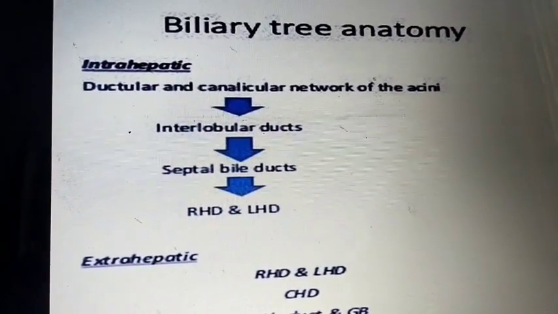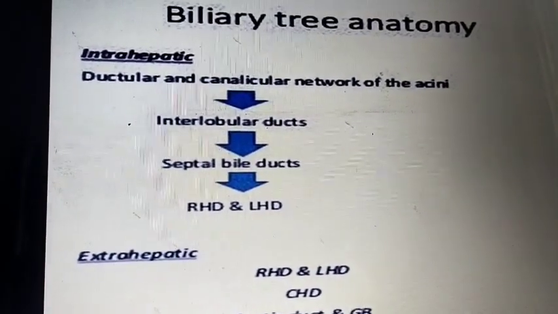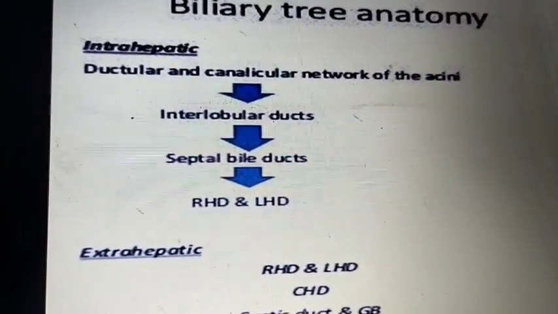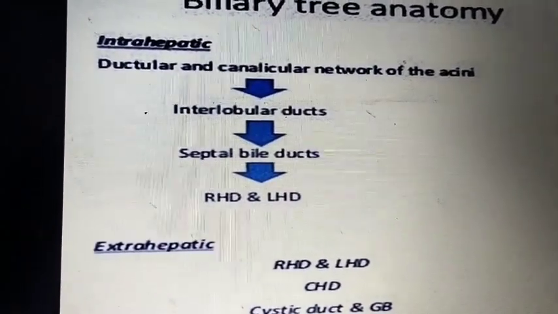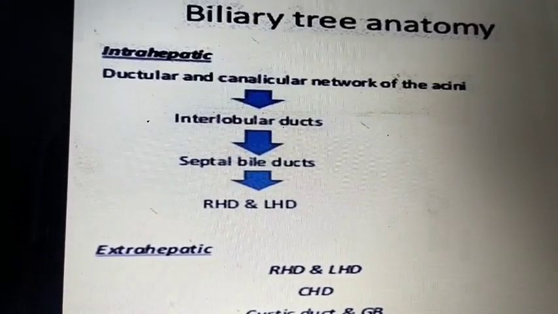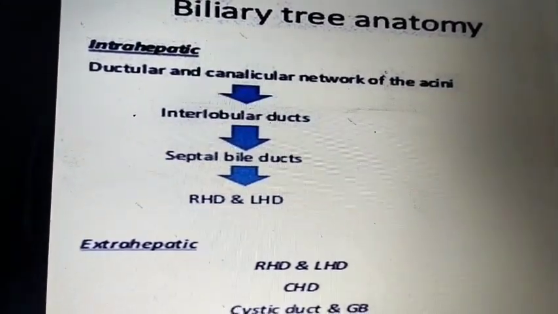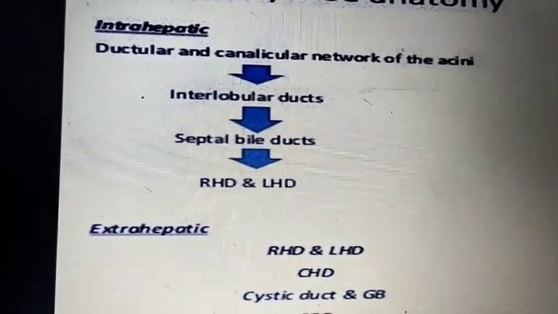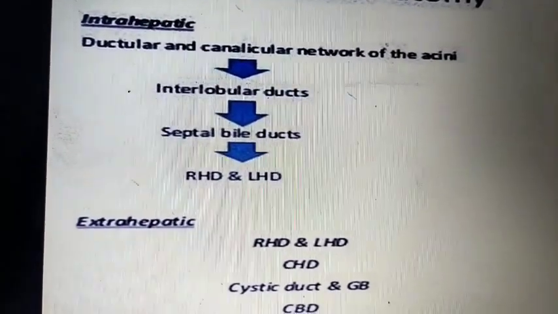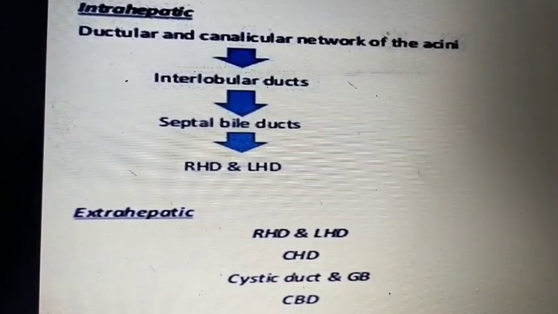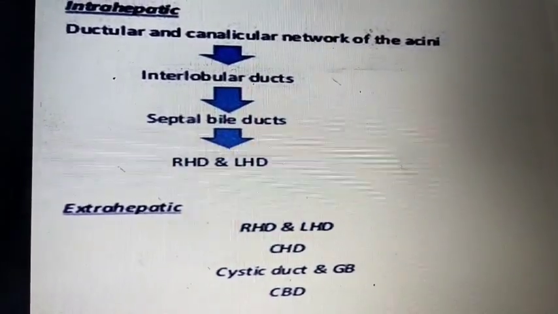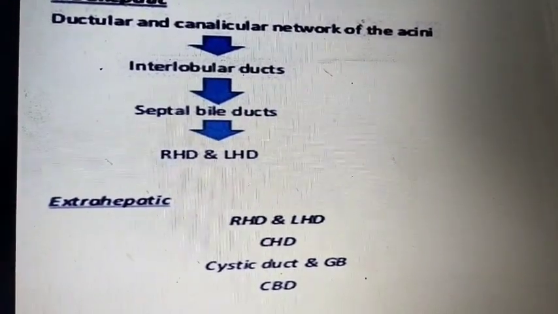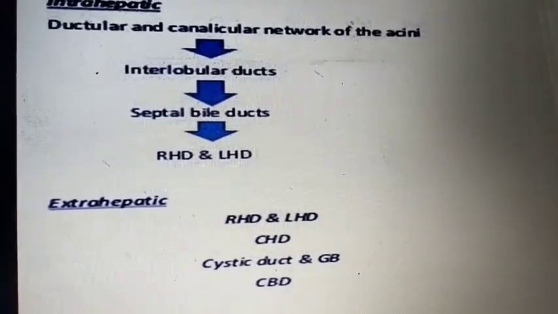This is the biliary tree anatomy, how the biliary tree was formed. I will briefly explain how the biliary tree is formed. The biliary tree is divided into intrahepatic and extrahepatic. Okay, in the extrahepatic you can see the right hepatic duct and left hepatic duct join together and form the common hepatic duct. The common hepatic duct joins with the cystic duct and gallbladder and forms the common bile duct.